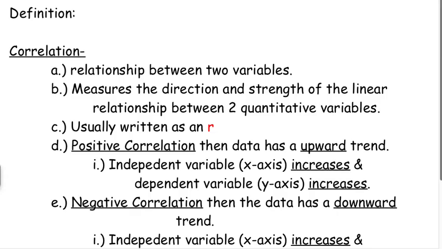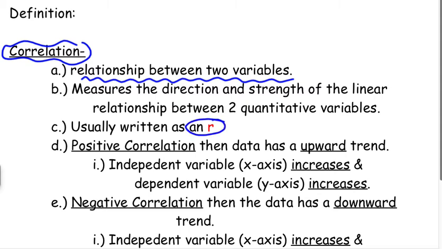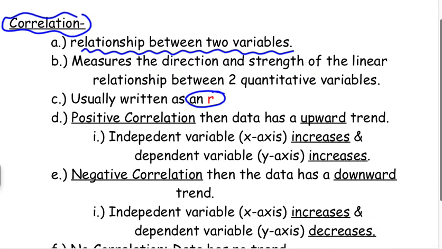All right, next thing I'm going to talk about is correlation. Go ahead and write that down, the correlation. It is the relationship between the two variables, the x and the y variables. It measures the direction and the strength of a linear relationship. So we use this letter R as the correlation. So go ahead and write down R.